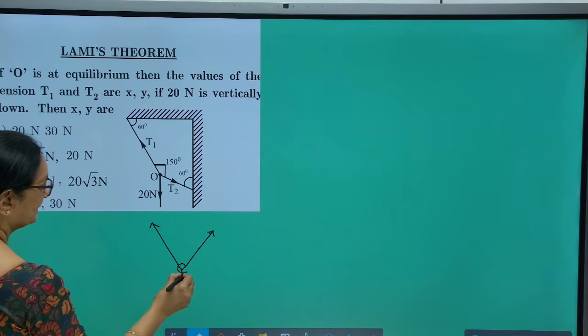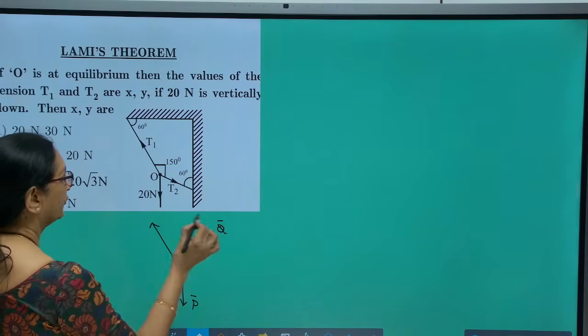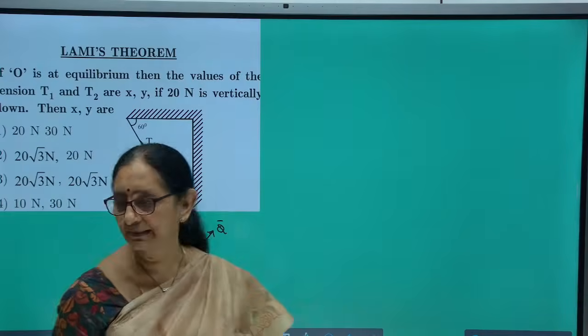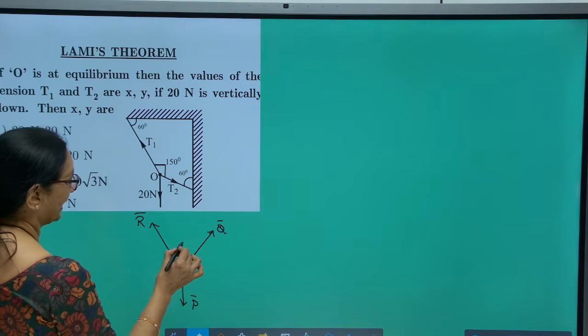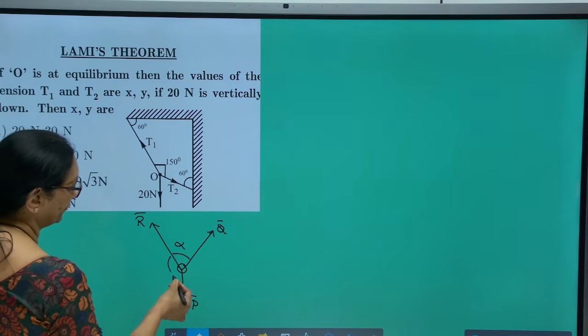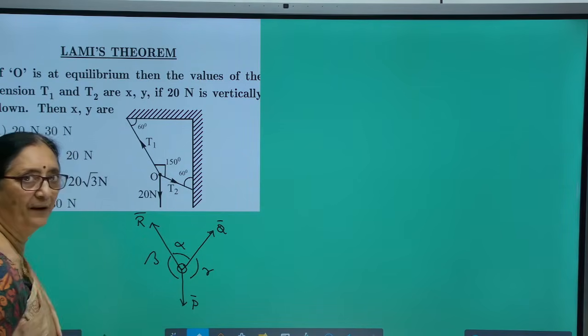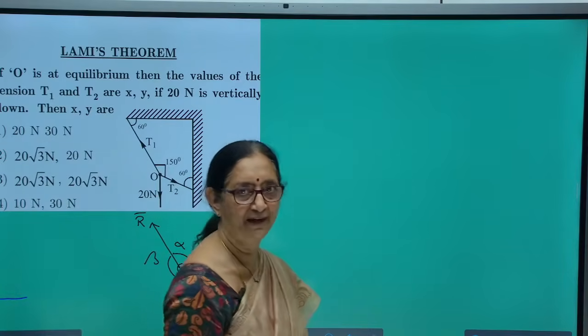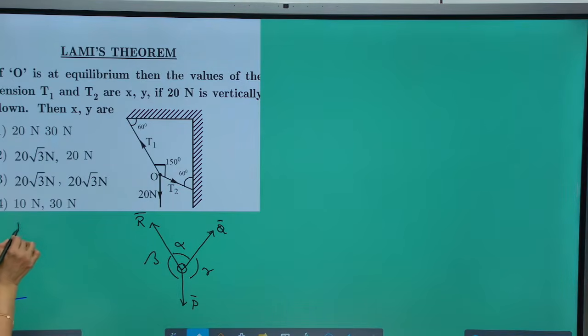Let us imagine this as the point O, on which three vectors or three forces P bar, Q bar, R bar are simultaneously acting. The angle opposite to P bar is alpha, the angle opposite to Q bar is beta, and the angle opposite to R bar is taken as gamma. So, from the triangle law of vectors, we have proved that P by sine alpha is equal to Q by sine beta is equal to R by sine gamma.